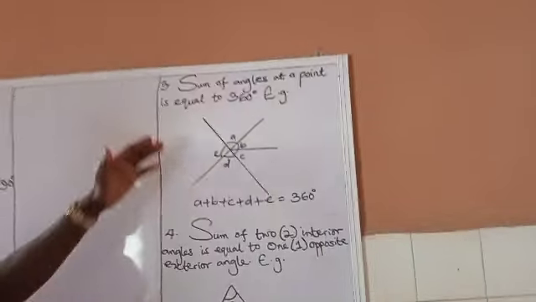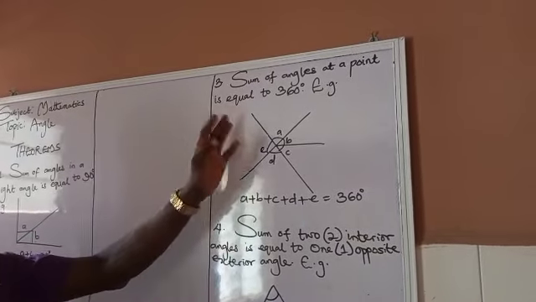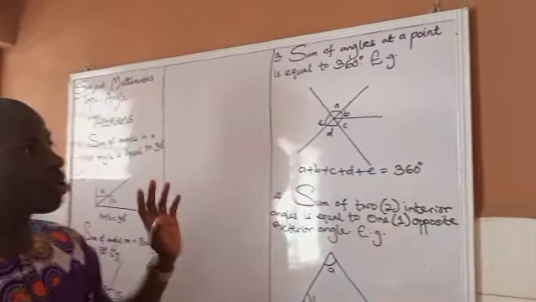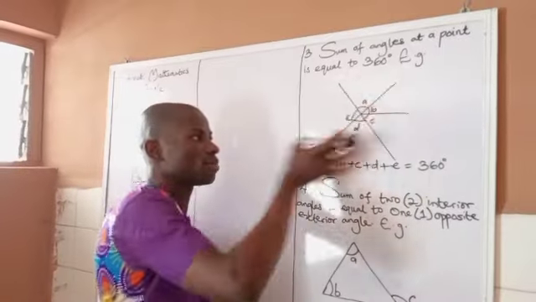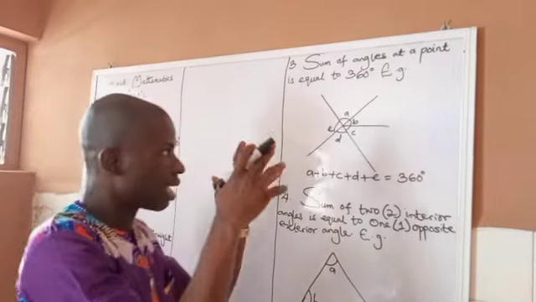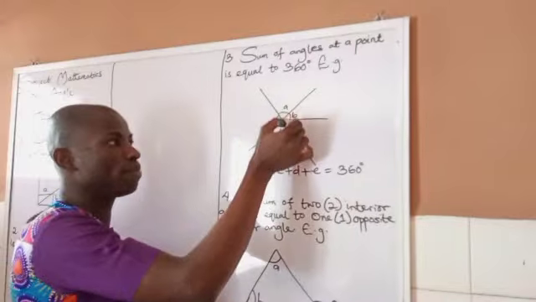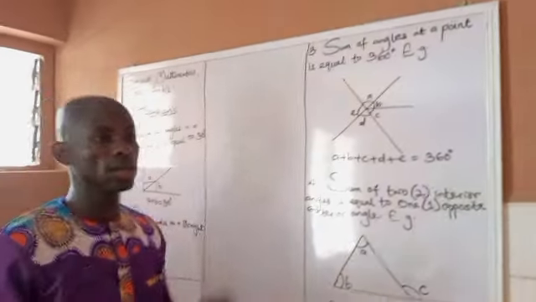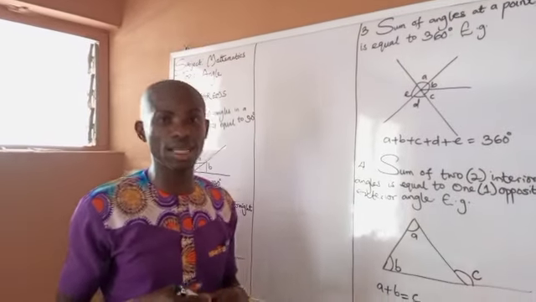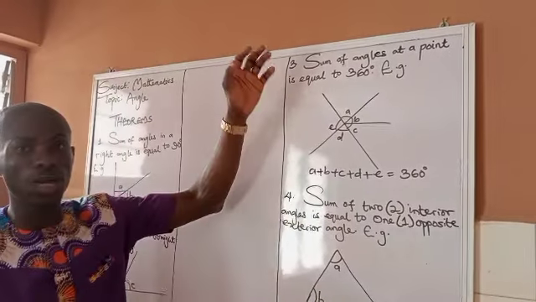So we move to the third one, which says sum of angles at a point is equal to 360 degrees. I take it again: sum of angles at a point is equal to 360 degrees. For example, we have different types of angle here, but they are being put together. Now, if you look at it very well, we have A, B, C, D, E. You can see that it's forming a circle, and that is why when you are doing your statistics under pie chart, they will tell you that sum of angles in a circle is 360. It's the same thing as sum of angles at a point.